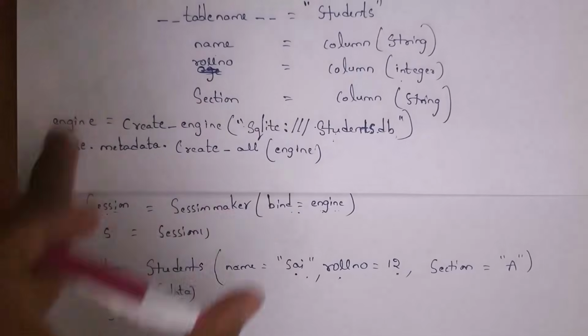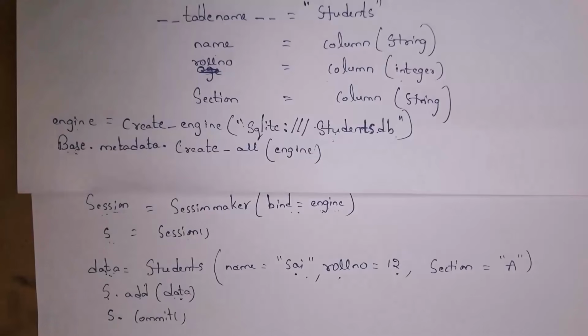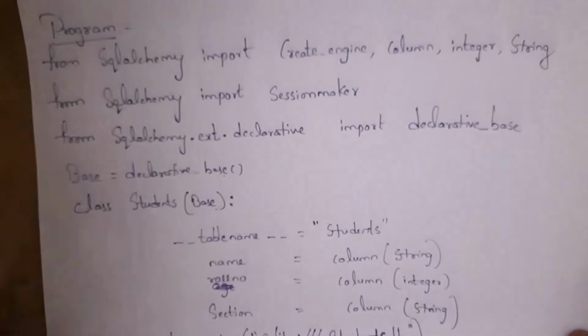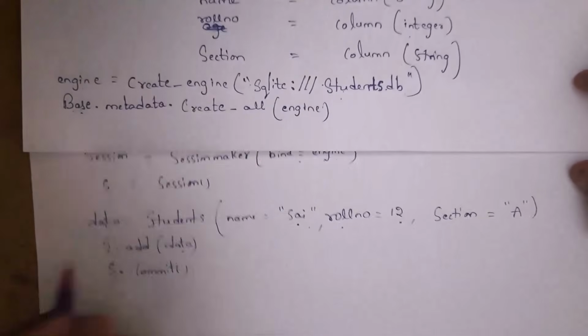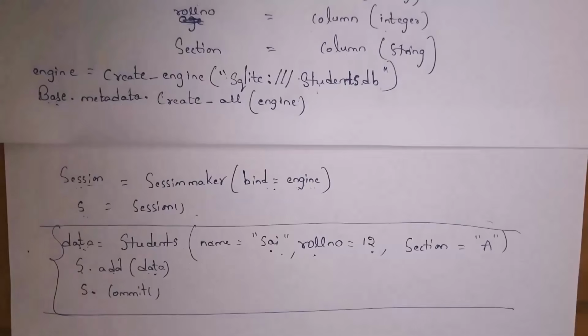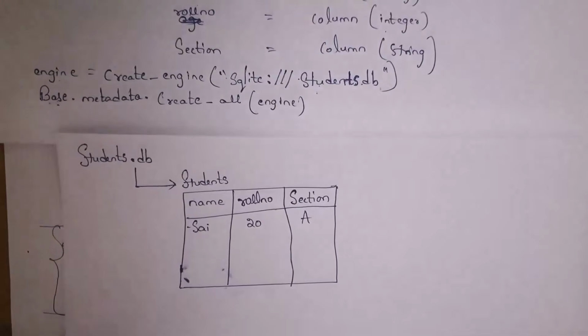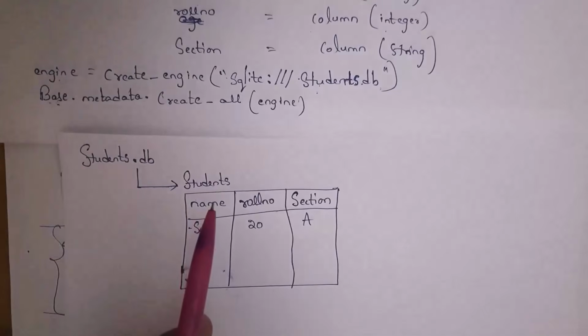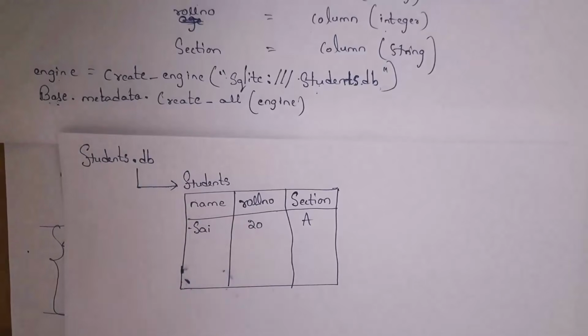Guys, just the same program. In order to create data or in order to read, update or delete data, all the steps are same. So for each and every program, you need to write all these steps. You need to write till here, that is s equal to session. This is create operation. Whenever I run this entire code, this is my output. It will create students database. Inside students database, it will insert students table. Students table contains name Sai, roll number 20 and section A.